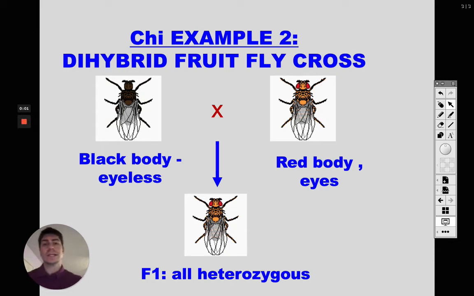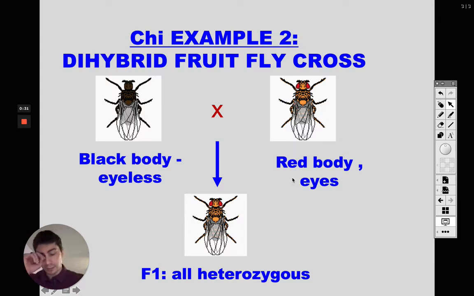Okay guys, so today's going to be our second chi-square day, and we're going to do a dihybrid cross to start off. Once again, we're going to work with fruit flies, and there are two different genes we're going to use. We're going to use the body color, which could be black or red, and we're also going to use eyes, so they could have eyes or be eyeless.